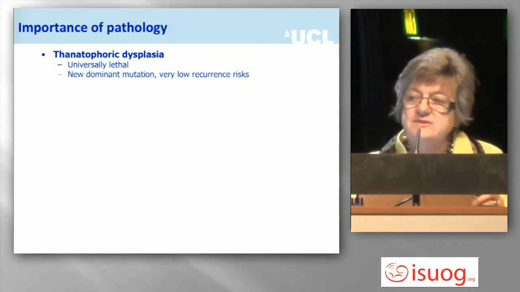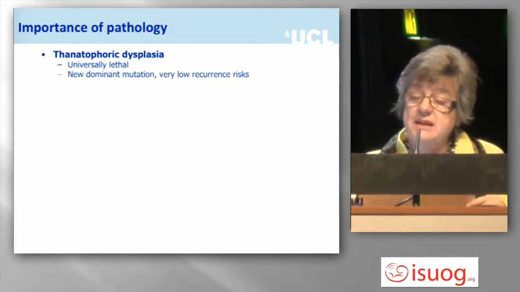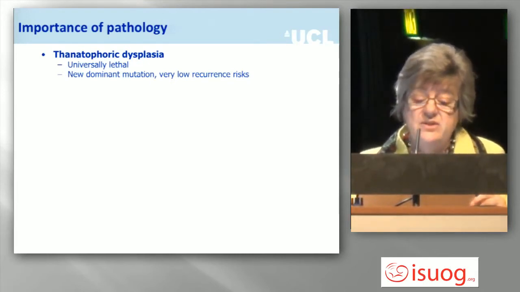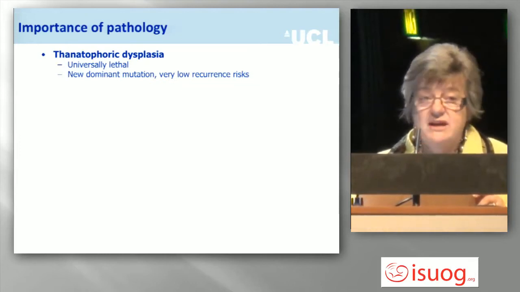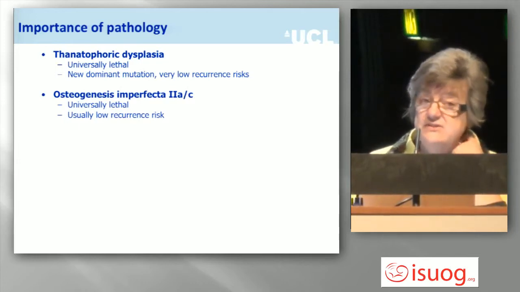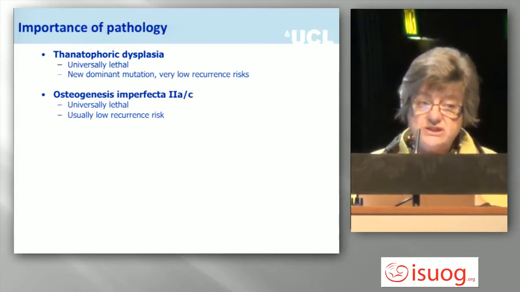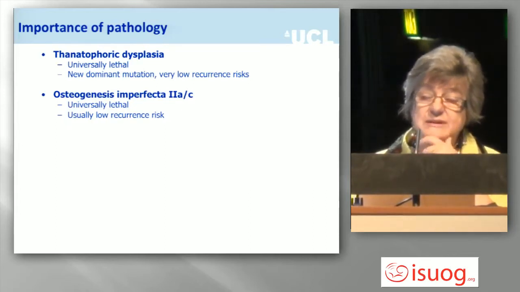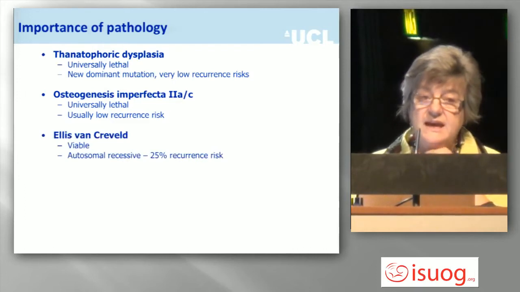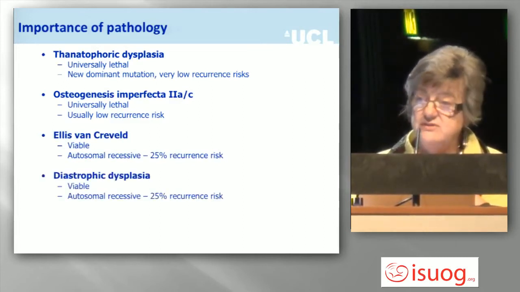And making a diagnosis in the first trimester, it's very tempting to offer people surgical terminations of pregnancy, and indeed many women, that's what they want. So thanatophoric dysplasia is uniformly lethal, but it's a new dominant mutation, so recurrence risks are very low. Similarly, with osteogenesis imperfecta, types 2A and 2C are universally lethal, and it usually has a very low recurrence risk, so we'd usually quote them about a 3% recurrence risk. Ellis van Creveld, on the other hand, is autosomal recessive and has a 25% recurrence risk, as does dystrophic dysplasia.